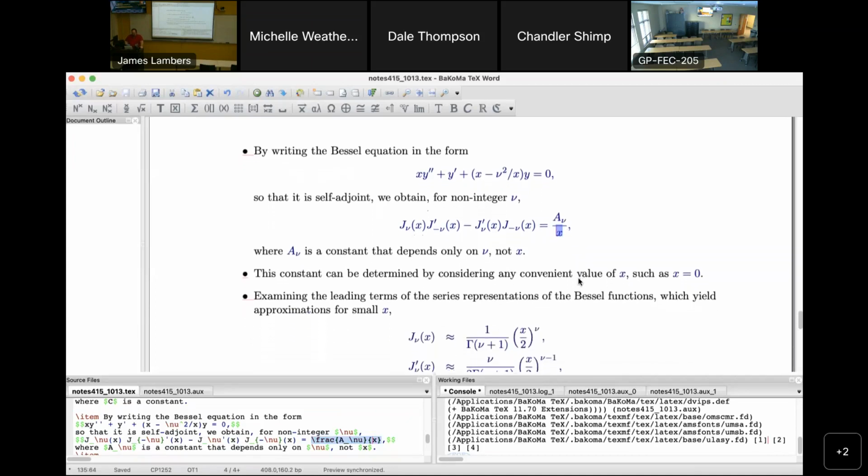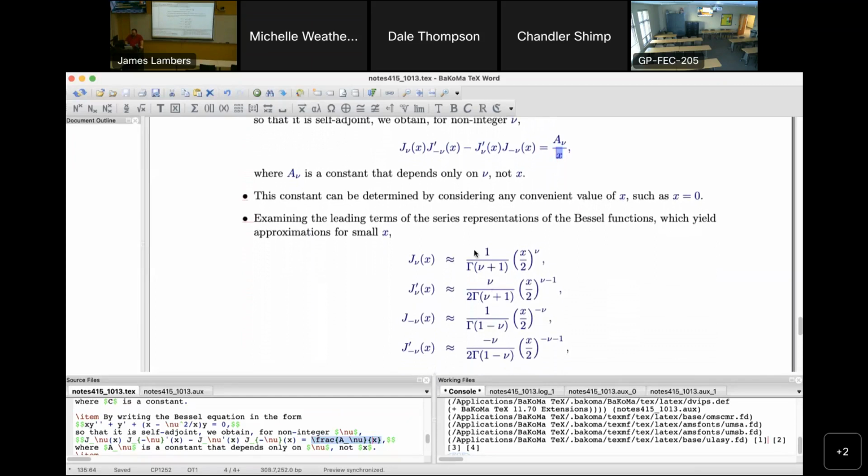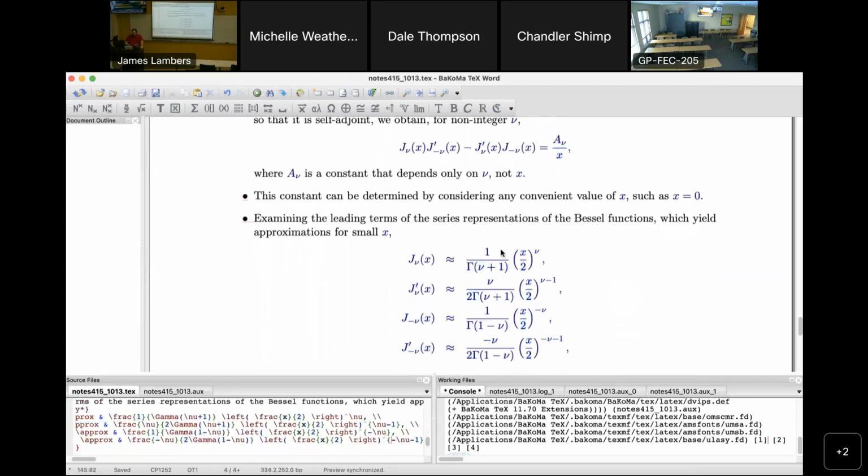Because what we can do is use these approximations of Bessel functions for small x, because remember, Bessel functions of the first kind are non-singular, or well defined, at x equals 0. And certainly the closer x is to 0, the more accurate these approximations will be.